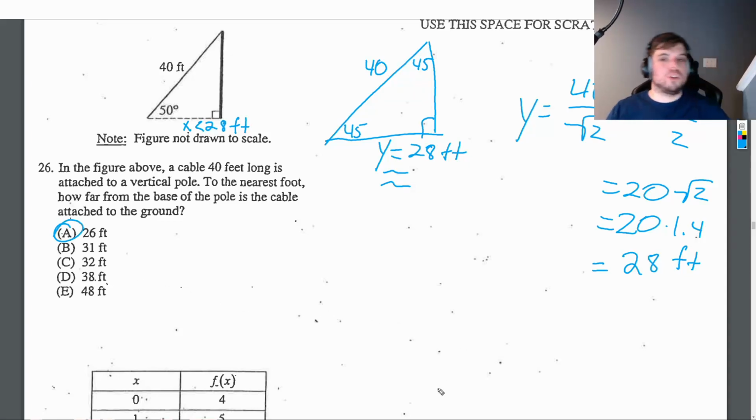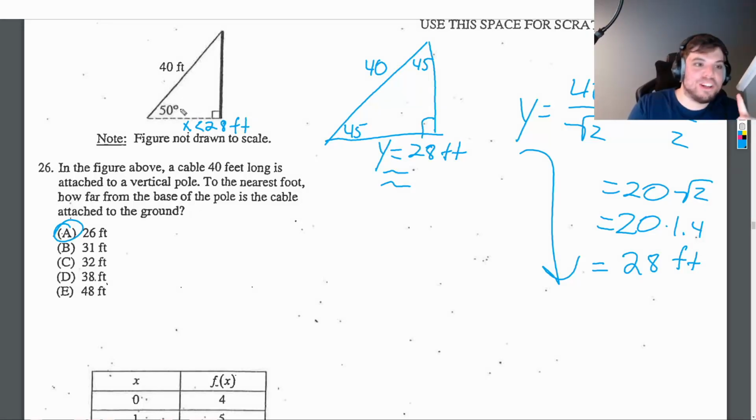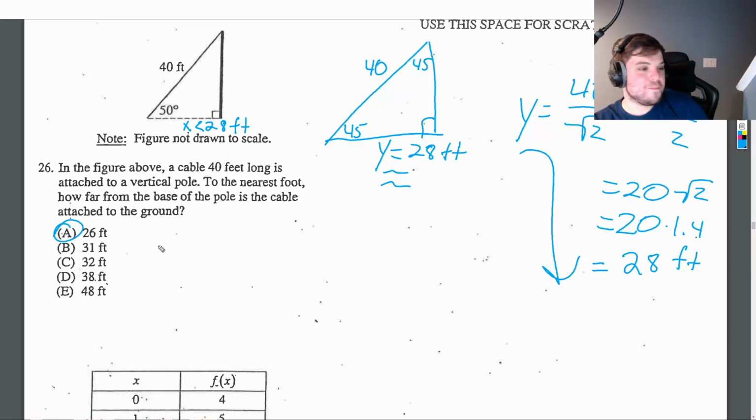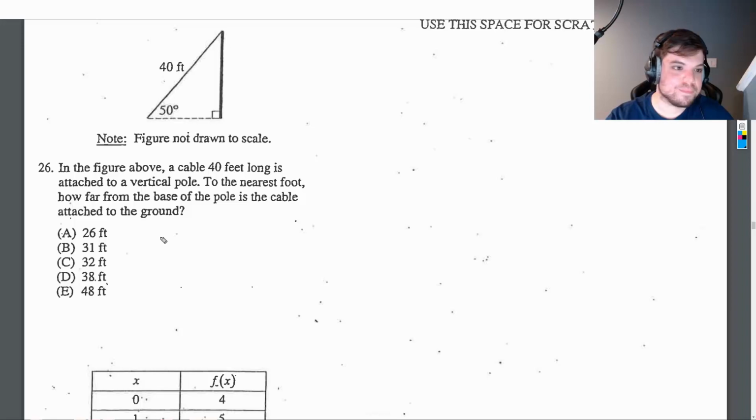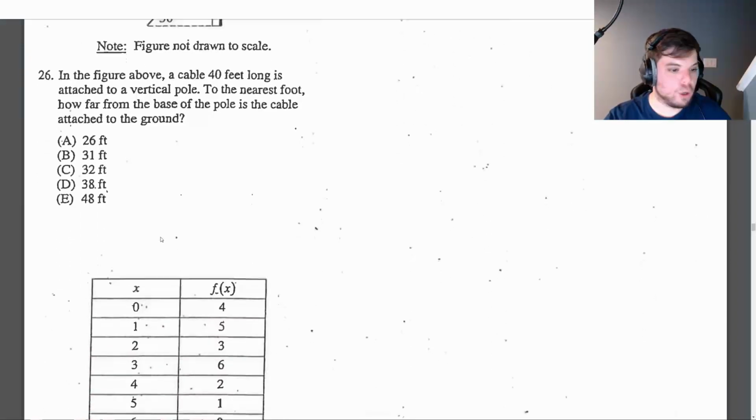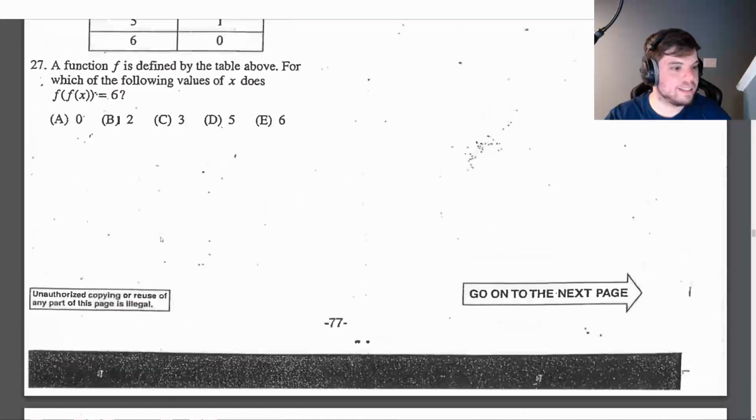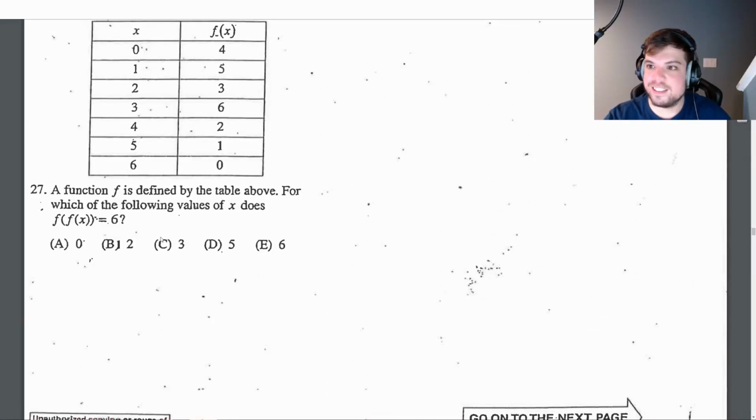Meaning you could immediately circle A. If you do this really quickly, somehow faster than you could plug in 40 cos 50 into your calculator, then maybe you could notice this was A without a calculator. Again, if your calculator breaks mid-test, you could still do this problem. It's good to know. Just hope your calculators don't break mid-test, because that would be bad. I wouldn't wish that on my worst enemy.